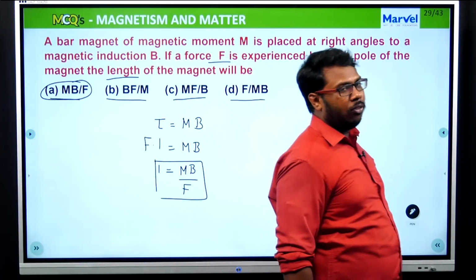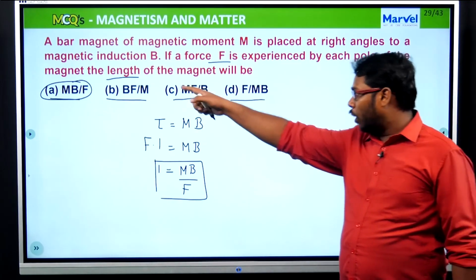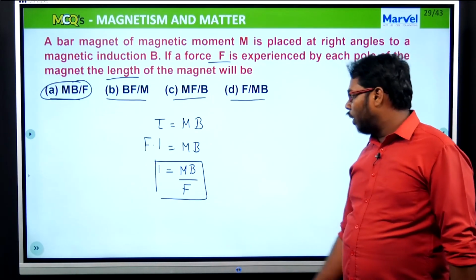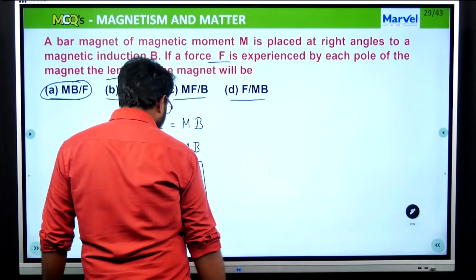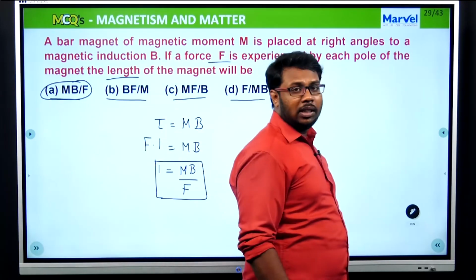Immediately, if you try to do the dimension from your first option, you will immediately get the answer. See, L is equal to mb by F. It's a very easy one.